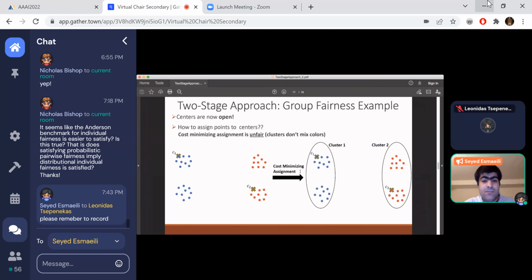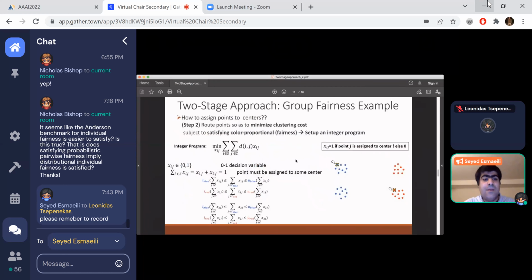If we were to just minimize the cost, we would get an unfair solution. If we were just to minimize the cost, then we would assign each point to its closest center. And this clearly leads to an output that violates the fairness constraints. The colors don't mix. So how do we satisfy the fairness constraint? We can build an integer program, specifically this following integer program.